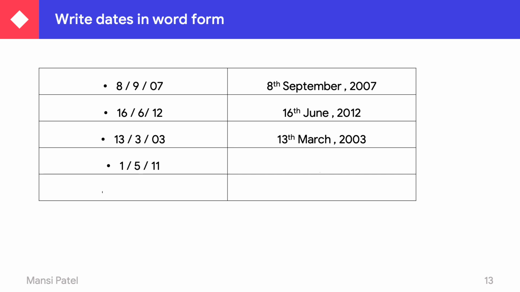Now 1/5/11. 1 represents date, 5 represents month. Which is the fifth month? The fifth month is May. So we can say 1st May 2011. Now 29/2/16. 29 represents date, 2 represents month and 16 represents year. So your answer is 29th February 2016.